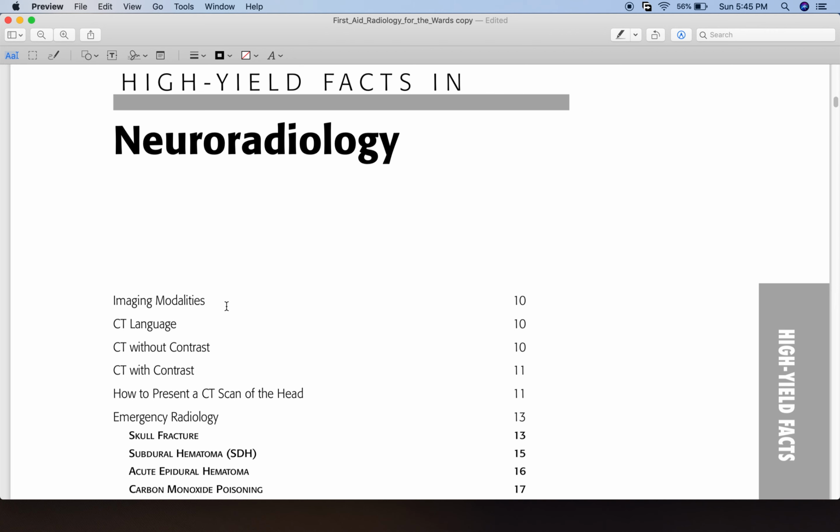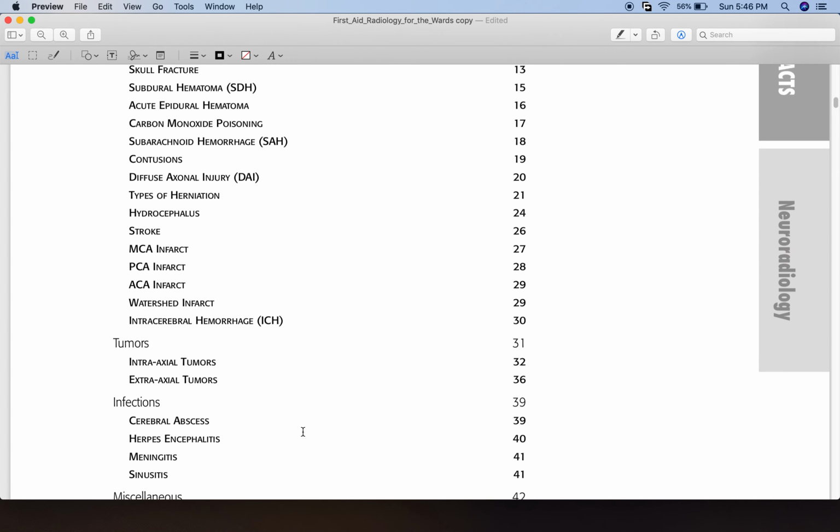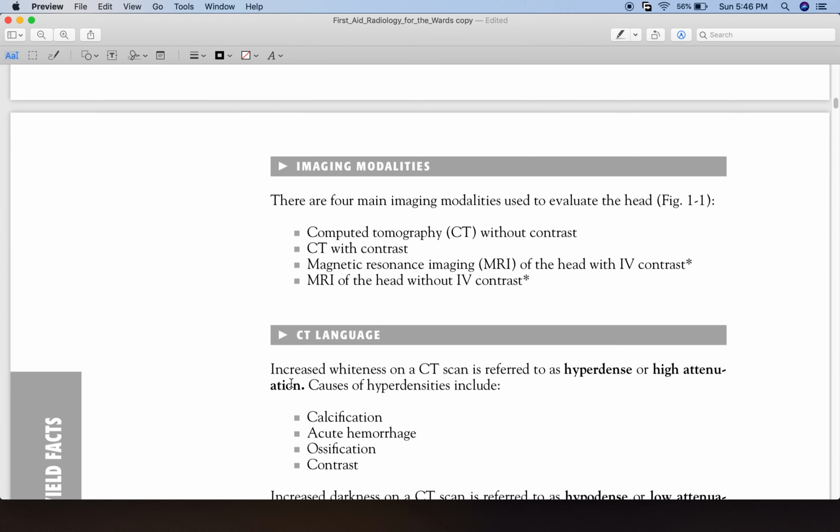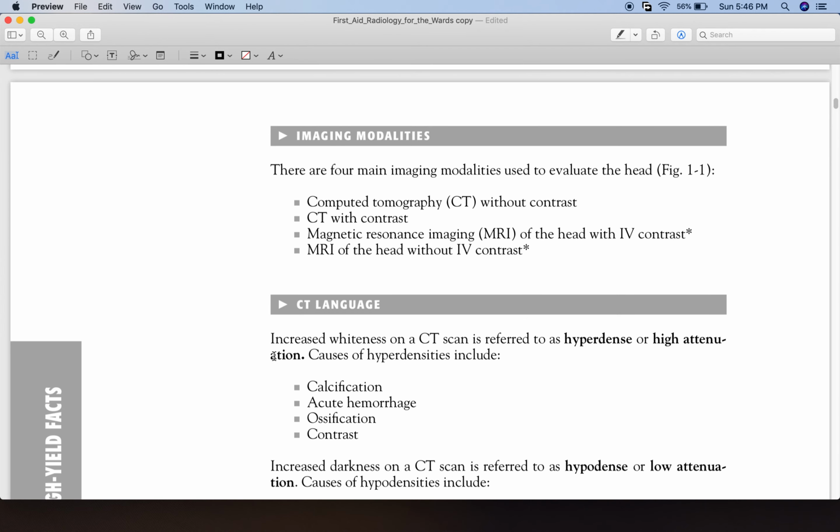Okay, so in this first video I'm gonna talk about the imaging modalities, including CT language, CT with contrast, without contrast, and how to present a CT scan of the head. Okay, let's get started. The imaging modalities.